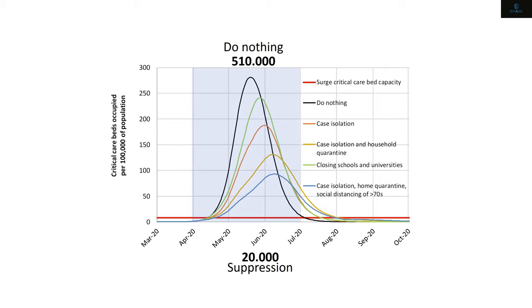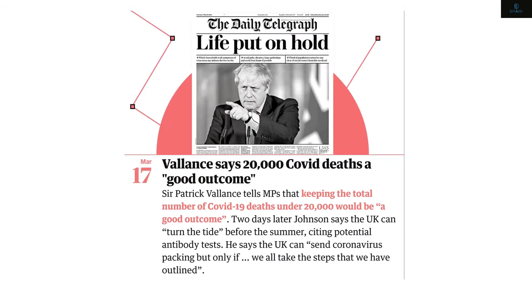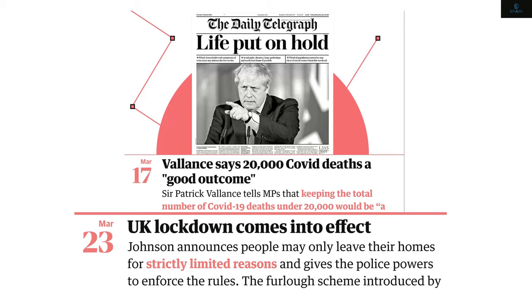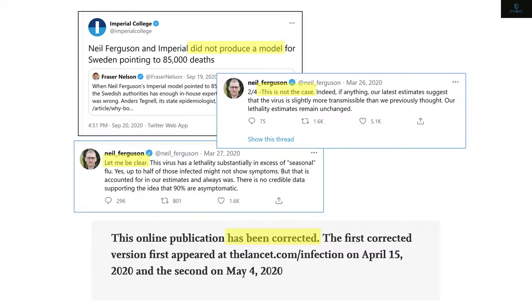If you do a lot, only 20,000 people will die. And a couple of days after, the Ministry of Health in the UK says keeping the total number of COVID-19 deaths under 20,000 would be a good outcome. And a couple of days after, the UK is in lockdown. Science has an enormous impact, but science is still, in this phase, quite imprecise.